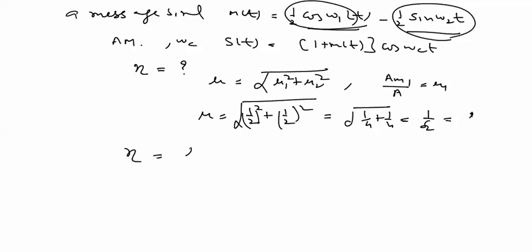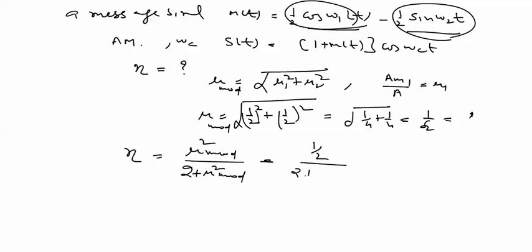Then efficiency: mu is modified due to the double frequency. The formula for efficiency is mu modified square upon 2 plus mu modified square. That is 1 by 2 upon 2 plus 1 by 2, equals half upon 5 by 2, which is 1 by 5, or 20%. So in this case, the modulation efficiency in multi-tone is 20%.